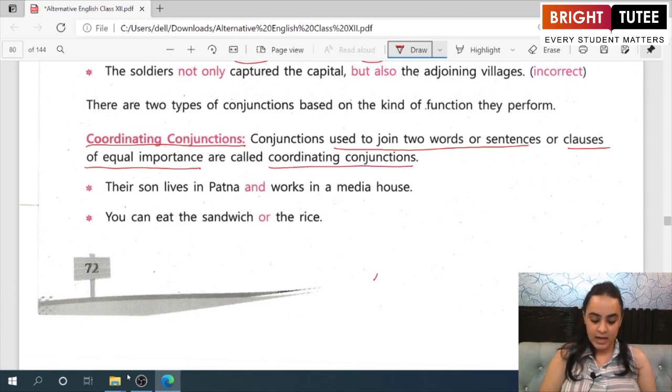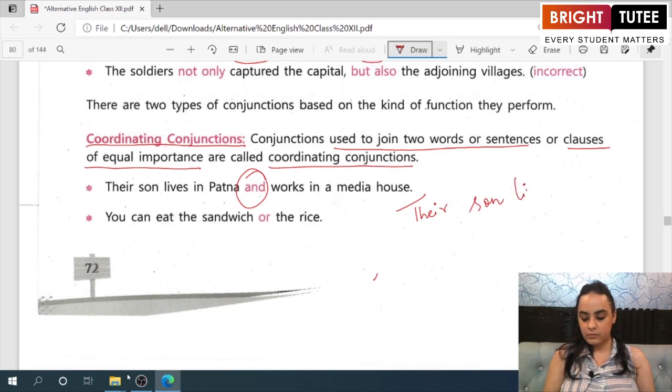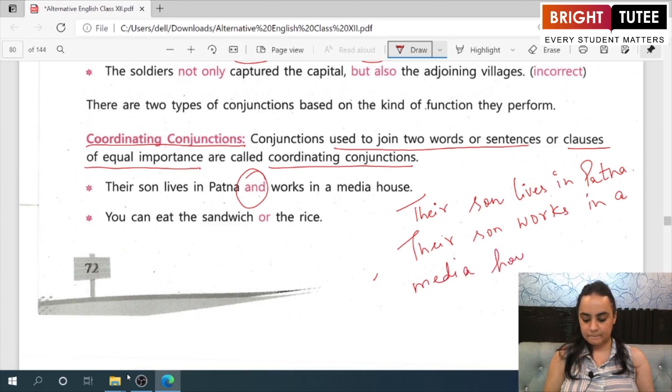For example, their son lives in Patna and works in a media house. Now, what are the sentences that we have joined? Their son lives in Patna. Their son works in a media house. These are the two sentences. I have joined these two sentences using and. So, their son lives in Patna and works in a media house.